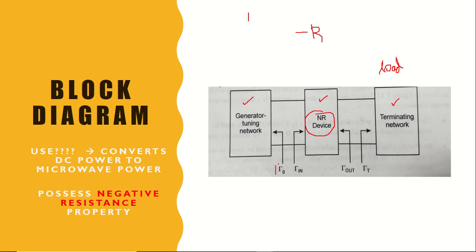Now this tau G, tau in, tau out and tau T, they are the reflection coefficients. Tau G is the reflection coefficient of the generator. Tau in is the reflection coefficient at the input of this device. Tau out is the reflection coefficient at the output of this device, and tau T is the reflection coefficient of this terminating network.